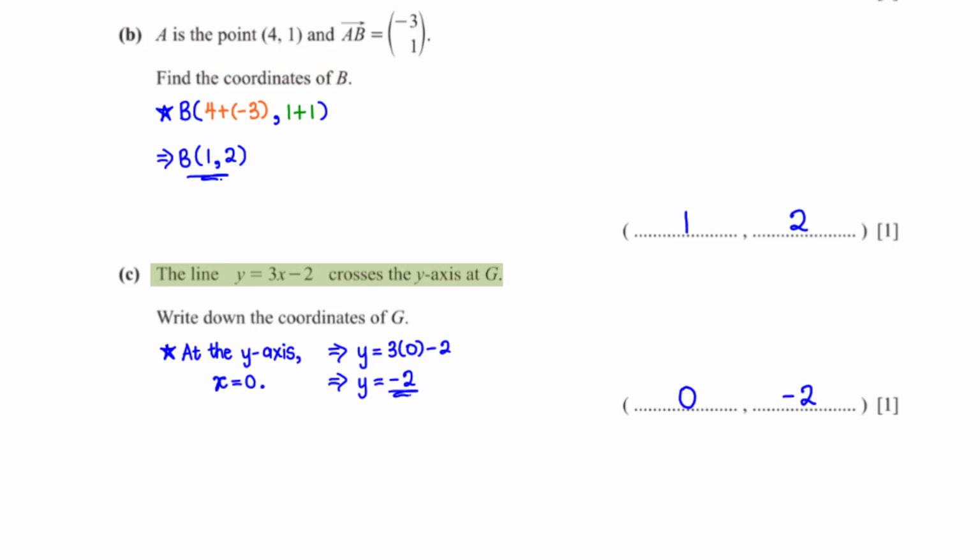The line y equals 3x minus 2 crosses the y-axis at G. Write down the coordinates of G. At the point where the line crosses the y-axis, the x-coordinate is 0.